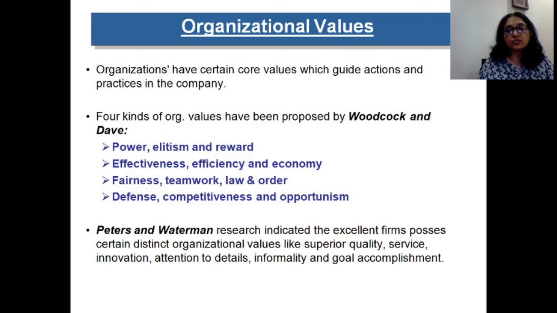Then organizational values have been categorized into four types by Woodcock and Day. The first one is power, relativism, and reward. That is, some organizations would value power, maybe through showing their power through giving high rewards, then showing their power through money or some political association, and they develop a culture of elitism. Then the other organization would value efficiency and work, effectiveness and economy would be more on their priority list. Then the third type, the organization would value equality and fairness, and keeping to the law and order of the system would be more valuable to the organization. Then the fourth type is valuing competitiveness and opportunism. That is, the organization.